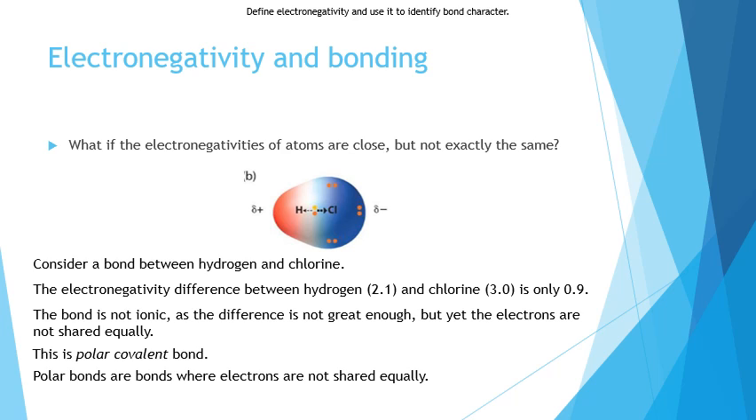So just to review what we've said here: polar bonds are bonds where the electrons are not shared equally. These electrons that make up this bond are getting more attracted to the chlorine than to the hydrogen. And these polar covalent bonds will result in partial charges that we see here in the picture that I referred to just a bit ago.